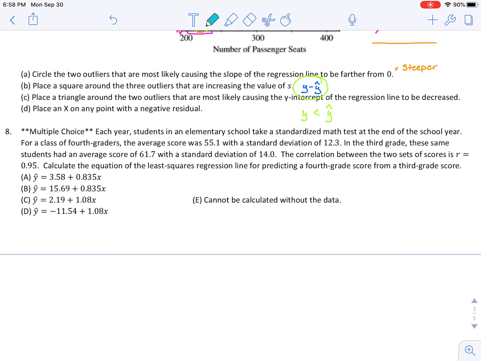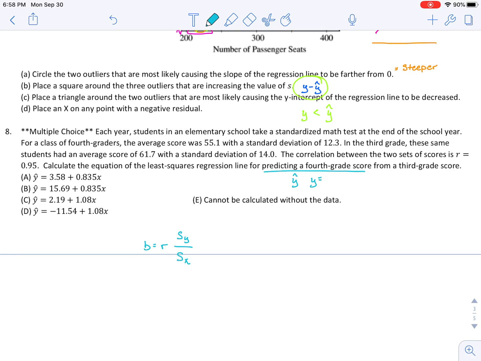For number 8, you're given all these summary statistics, you're given the correlation, and it wants the equation of the least squared regression line. This is when you need to go to that AP formula sheet where it tells you that the slope is equal to the correlation multiplied by the standard deviation of y over the standard deviation of x. This particular problem doesn't give you definitions for what x and y are, but if you're predicting the 4th grade score, that means the y hat is for your 4th grade score.